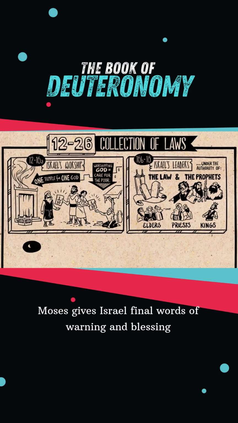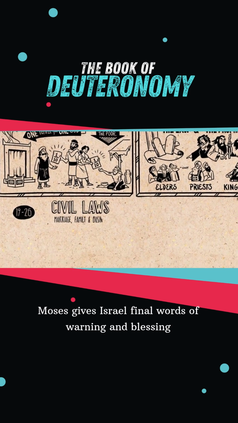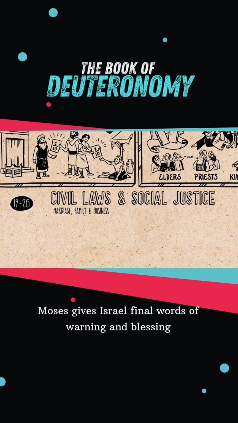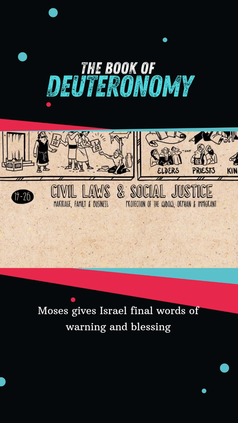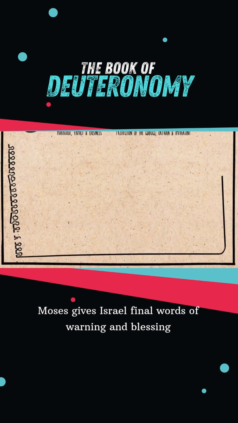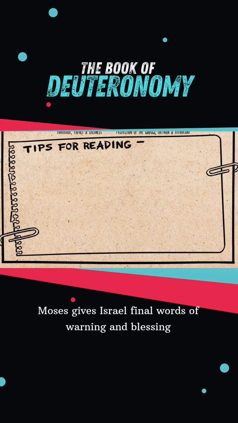Following this is a large section of laws about Israel's civil life, so rules about marriage and family and business, and also about social justice, about their legal system and how it was to protect widows and orphans and immigrants. And then these are concluded by more laws about worship. Now, here's some tips for reading all of these laws.